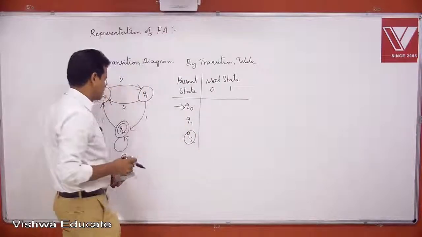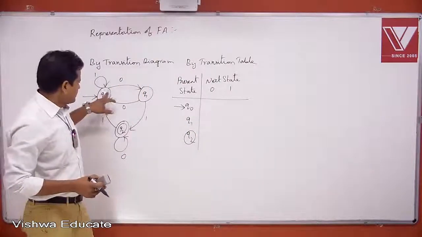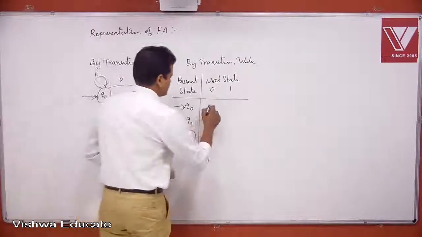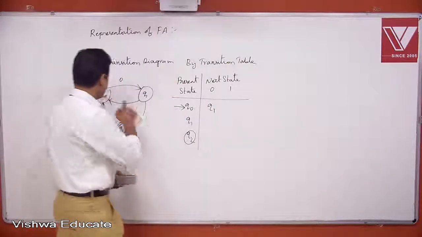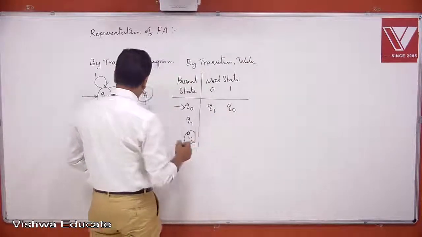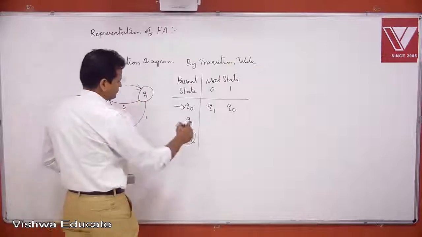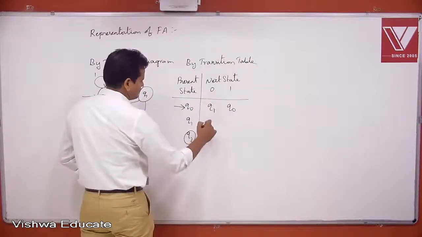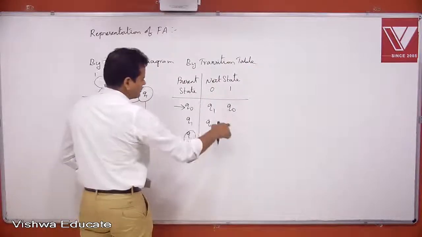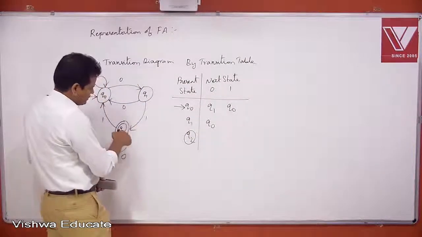Now in Q0, if the input is 0, what is the next state? It's Q1. Q0 on 0, Q1. Q0 on 1, Q0. Q1 on input 0, Q0. Q1 on input 1, where is it going? It's going to Q2.